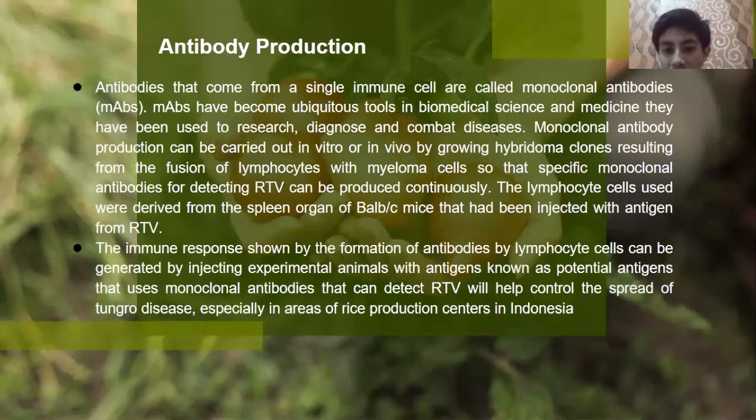The lymphocyte cells used were derived from the spleen organ of biopsied mice that had been injected with antigen from LTV. The immune response shown by the formation of antibodies by lymphocyte cells can be generated by injecting experimental animals with antigens known as potential antigens. Using monoclonal antibodies that can detect LTV will help control the spread of tumor disease, especially in areas of rice production centers in Indonesia.